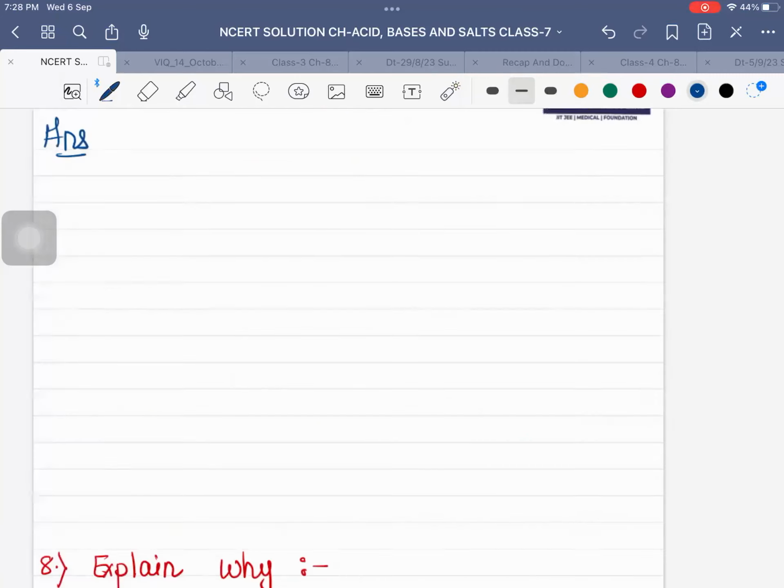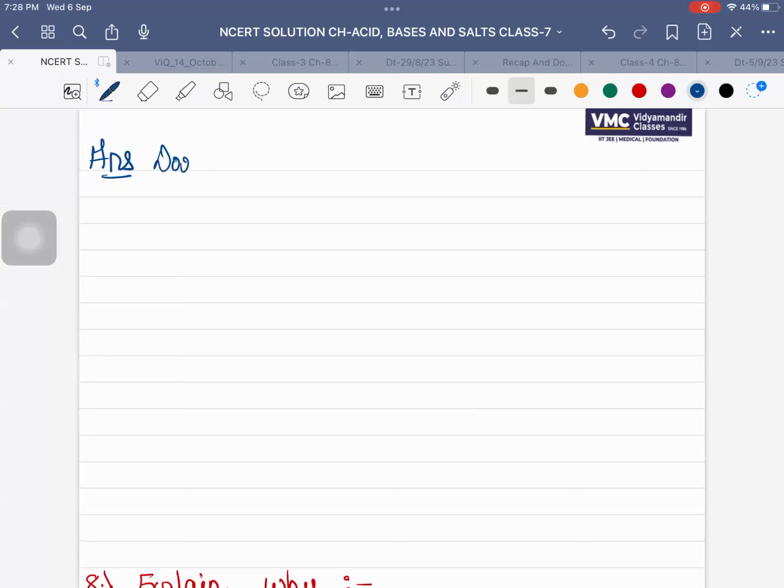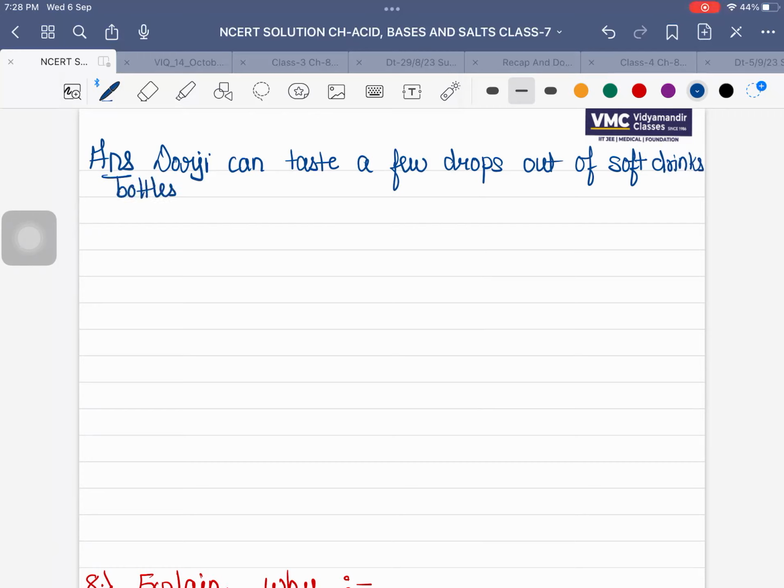Dorji can taste a few drops out of the soft drink bottles. So the acidic solution is sour in taste.